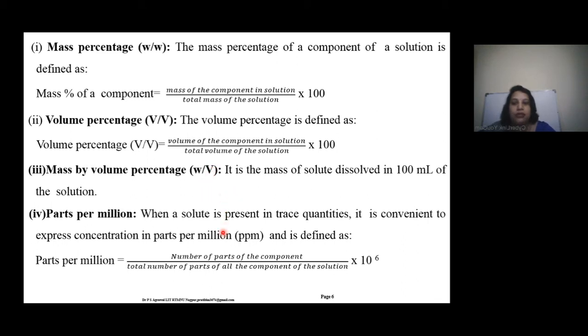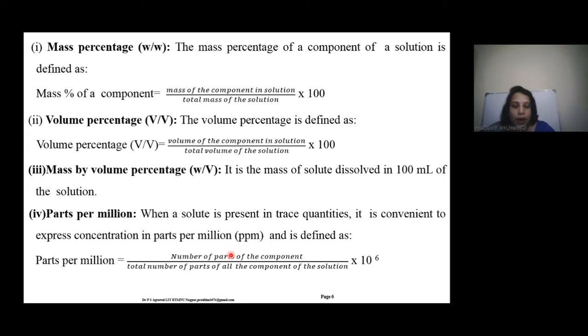ppm, parts per million. You might have heard ppm, parts per million. When solute is dissolved in trace quantity, very less amount of solute is present, this is the unit which is used in pathology lab reports or like that. You can usually see this ppm. Solute is present in very trace quantity, so concentration is expressed in parts per million.